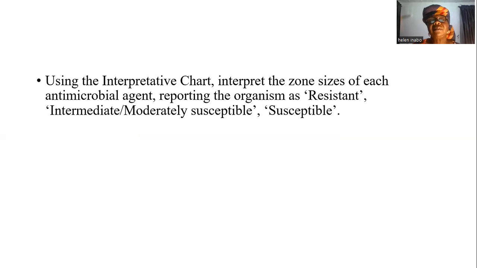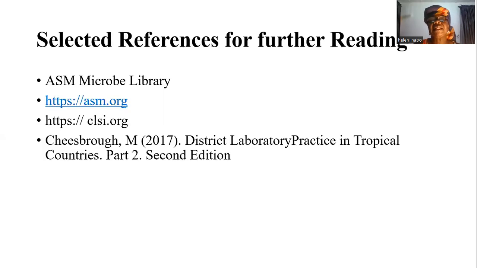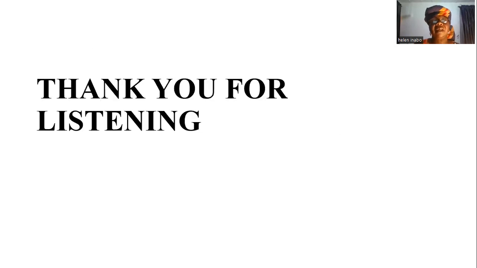Using the interpretative chart of the CLSI, the zone sizes of each antimicrobial agent are interpreted, reporting the organism as resistant, intermediate or moderately susceptible, or susceptible. There are selected references for further reading.